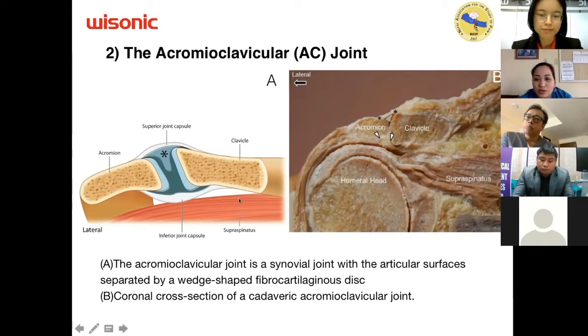This is a coronal cross-section of the cadaveric acromioclavicular joint. What I would like you to focus on in these pictures is that this is the acromioclavicular joint. If you see carefully, just below the acromioclavicular joint is the subacromial subdeltoid bursa. And just below that bursa is your supraspinatus muscle. So if you put your needle in too deep, it's very easy to deposit your drug in the bursa or into the supraspinatus muscle. So you have to be careful that you don't introduce your needle too deep.